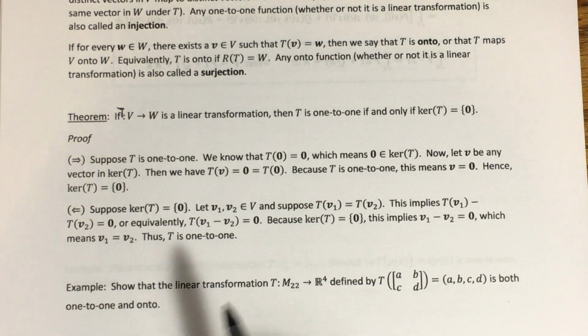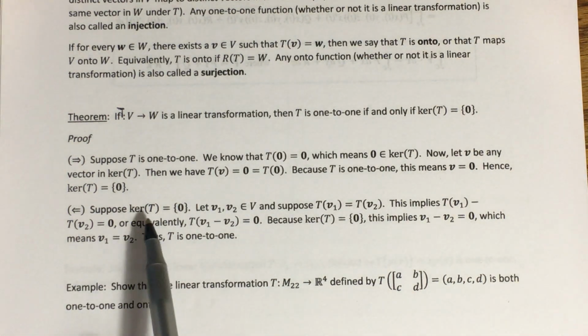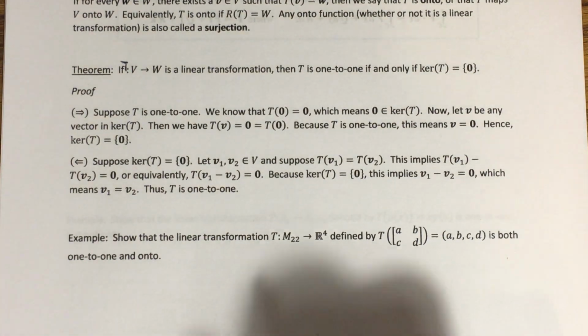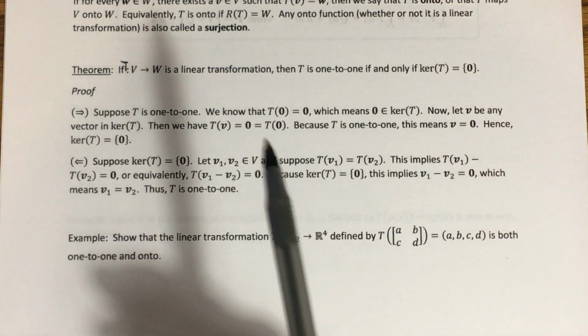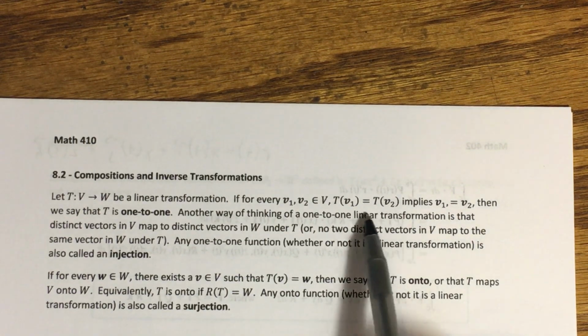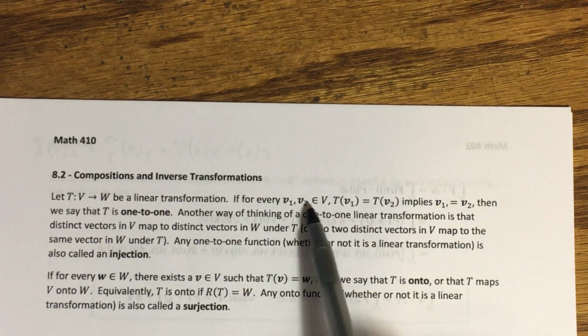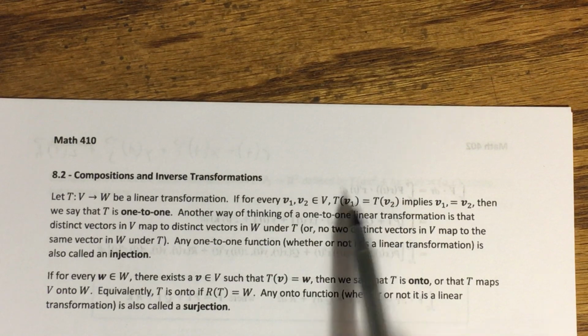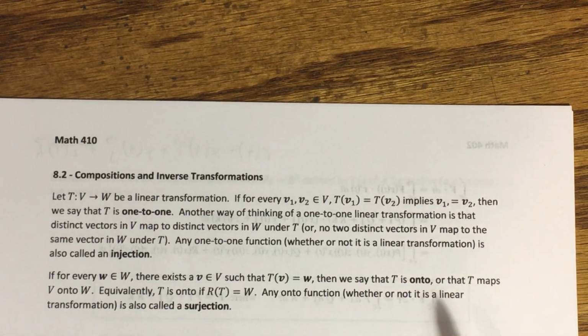Okay, so that's one direction. Now let's prove the other direction. Let's suppose that the kernel of T equals 0. Can we show with this assumption that T is 1-to-1? In order to establish that something's 1-to-1, remember, we need to prove this property. We need to show that if you have any pair of vectors that have the same image under this linear transformation, then they must have been the same vector to begin with.